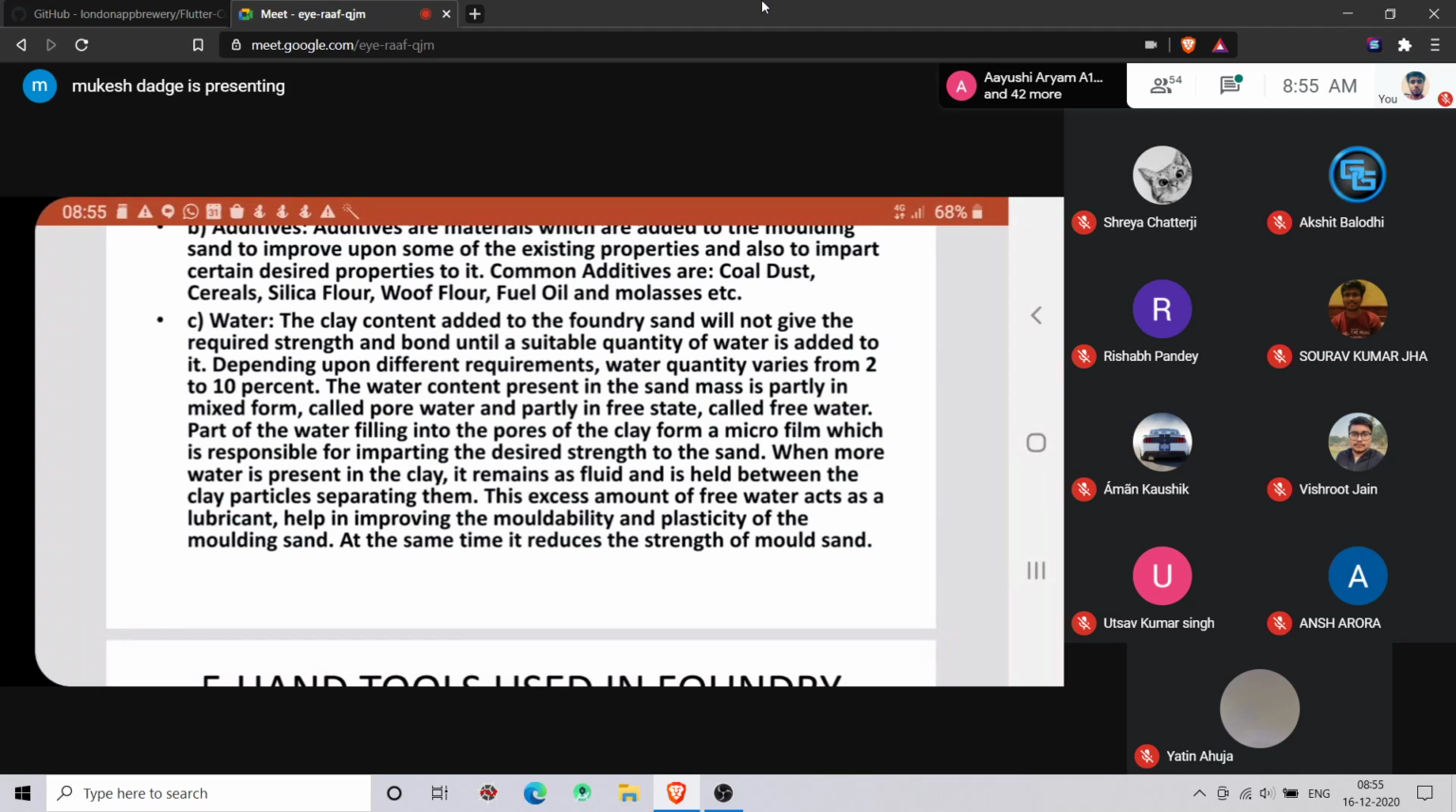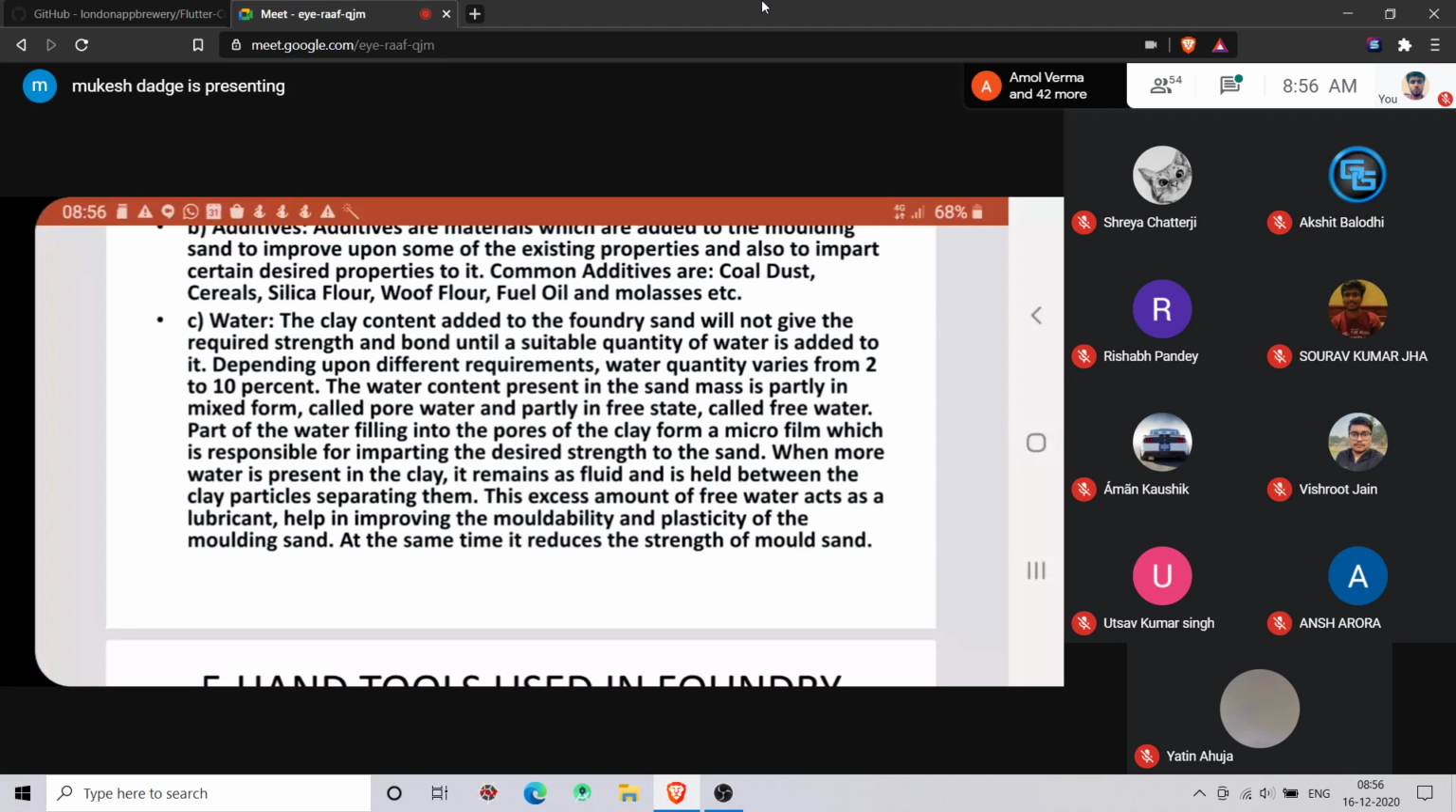So what are the consequences if you add more water or less water? You should know. If there is more water, fluidity increases, you cannot have strength. If it is lesser water, you will not get the proper strength. So cohesive forces will be different with respect to your water content. This excess amount of free water acts as a lubricant, helps in improving the moldability. Moldability means easy to mold, and plasticity of the molding sand. Plasticity means it is not having deformation. At the same time, it reduces the strength of the mold.